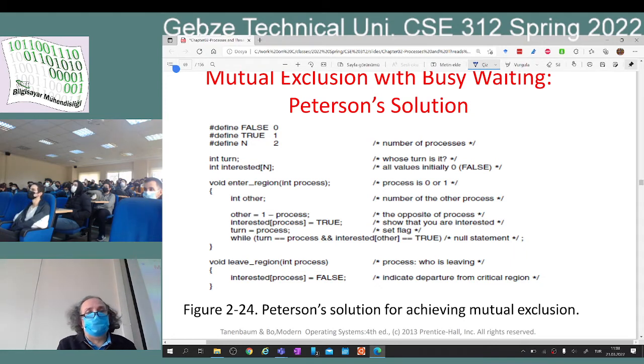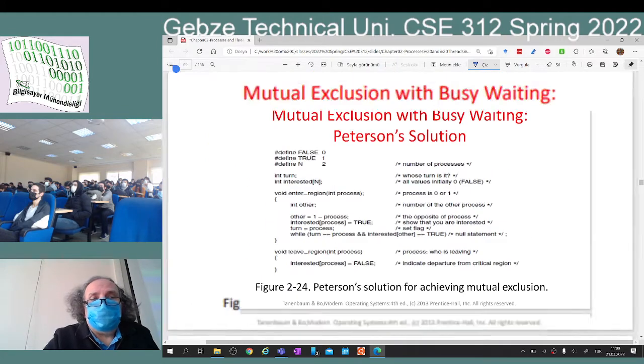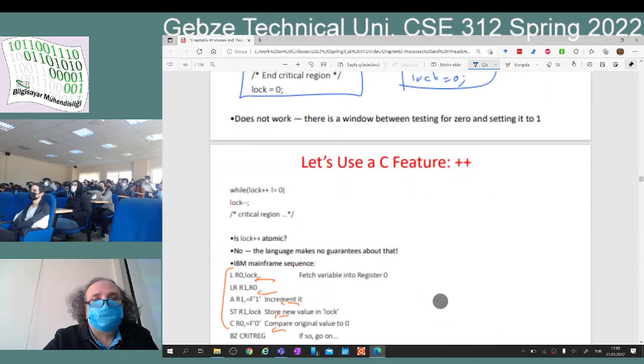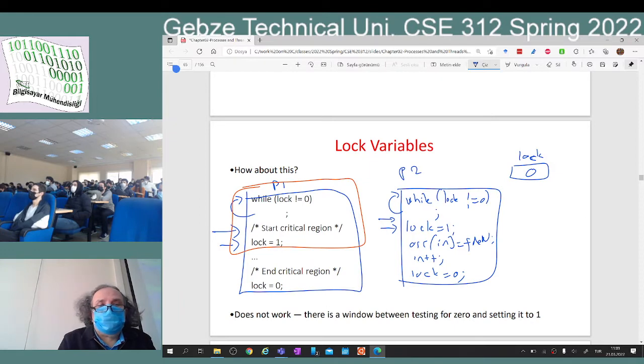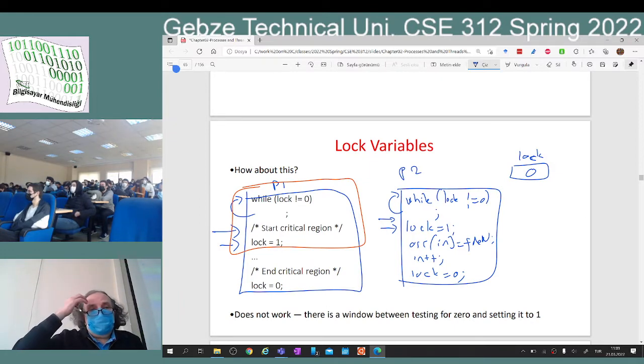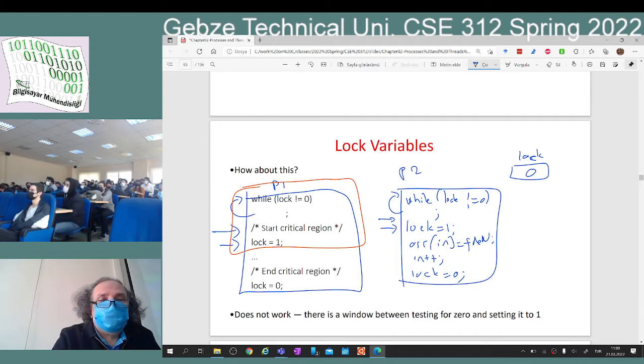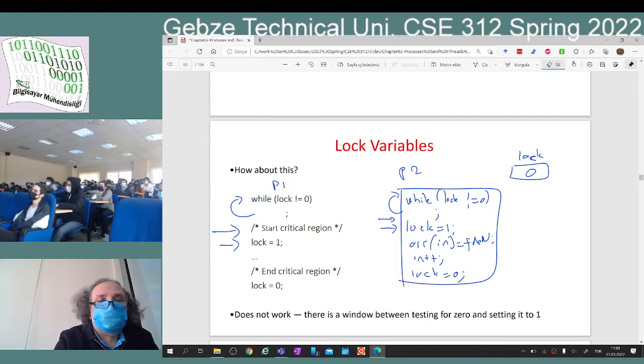Let's say I have two processes, process number 0 and process number 1. This can be generalized to n processes, but we are not going to talk about that in this course. So let's look at this code. Let me show you. Let me go to this one. Maybe erase it altogether. Can I do that like that? Okay, so this is what you're going to do.